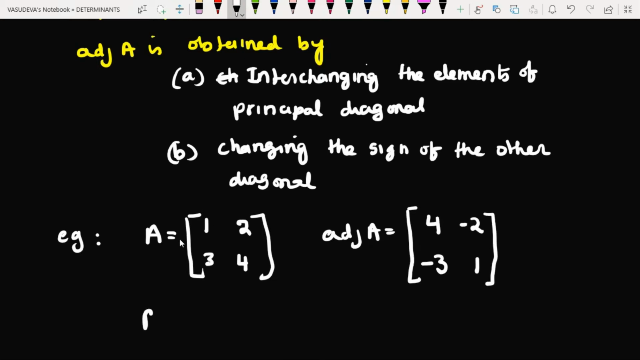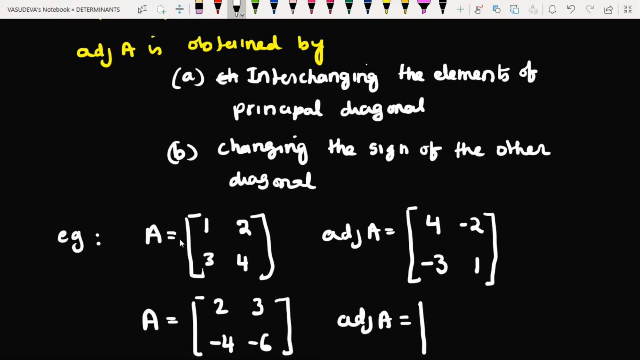Suppose A is the matrix 2, 3, minus 4, minus 6. Then adjoint of A is obtained by interchanging the elements of the principal diagonal, minus 6, 2, and changing the sign of the other diagonal. Here it is minus 4, it becomes plus 4, and minus 3. So this is how we get the adjoint of a matrix of order 2.